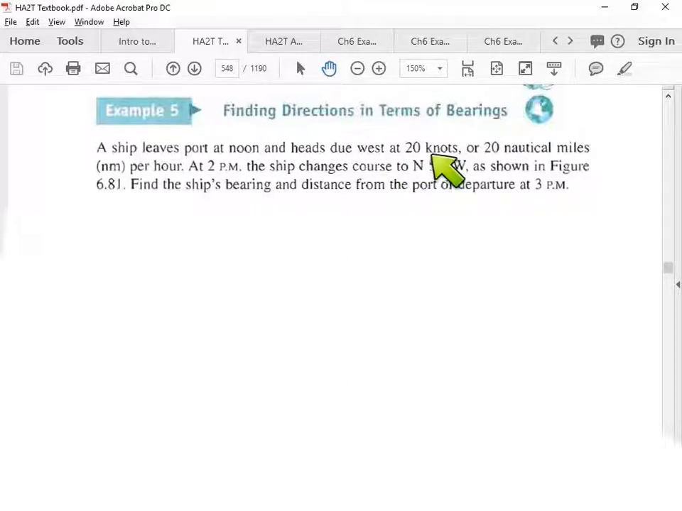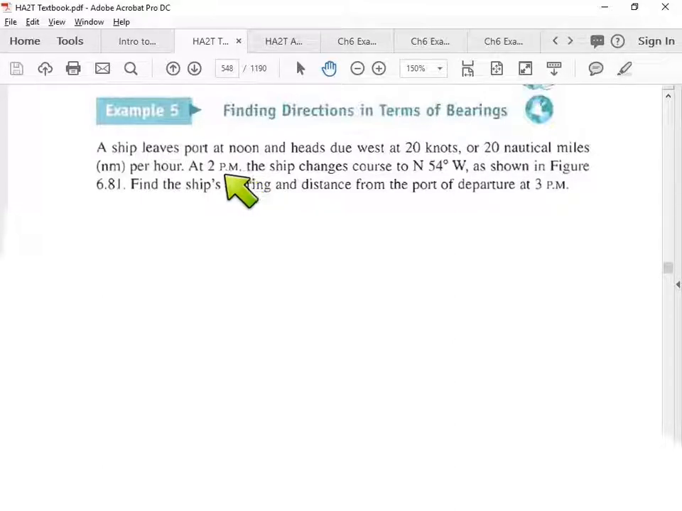20 knots. Now that's a speed. Or you can say 20 nautical miles, per hour. So he says per hour. That's how you know it's a speed. At 2 p.m., the ship changes. So how long did it go 20 nautical miles? 2 hours, noon to 2, right? So how far did it travel? 40 miles.